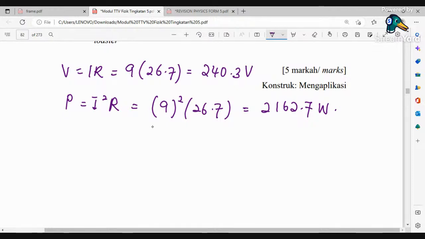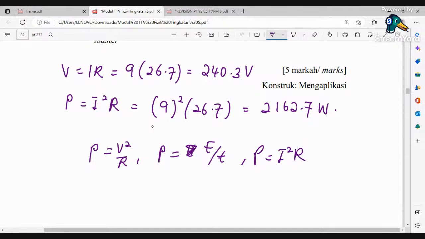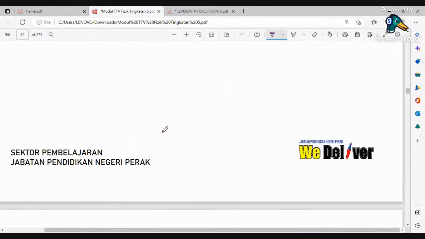Formula ni you boleh biasakan lah ya. P equals to V square over R. Okay, P equals to E divided by T. Okay. You ada P equals to I square R. Okay. P equals to VI. Okay. Ikut pada formula yang diberikan, ikut pada information yang diberikan.